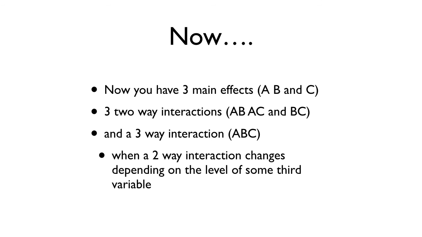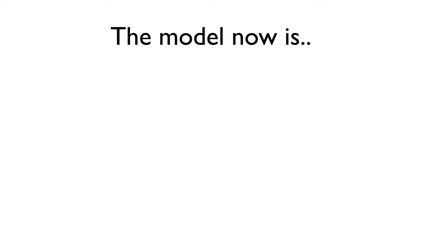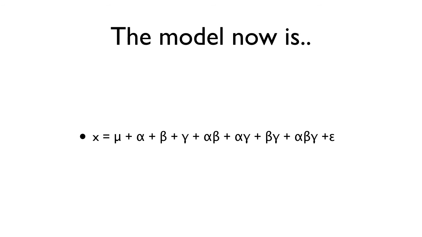Okay. Questions about that to understand the idea of 3-way interaction? Yeah? Okay. So the model's a little different now. Now the model is x equals mu plus alpha plus beta plus gamma plus alpha beta plus alpha gamma plus beta gamma plus alpha beta gamma plus epsilon. Right? A, B, C, AB, AC, BC, ABC. Error. So the model just gets bigger, that's all.